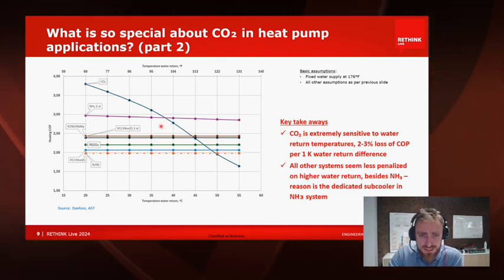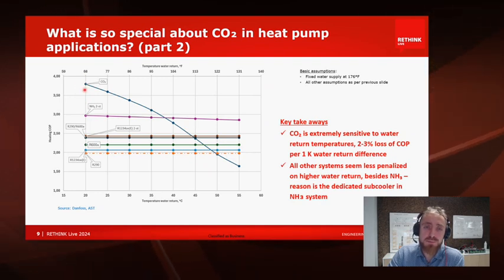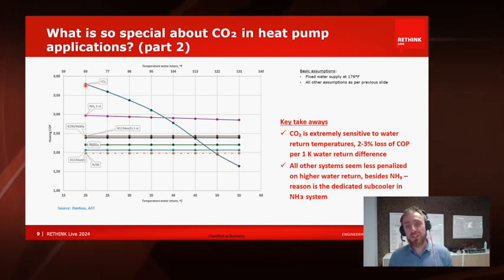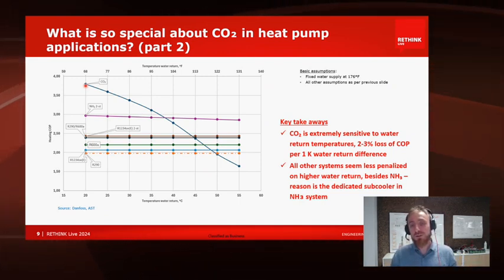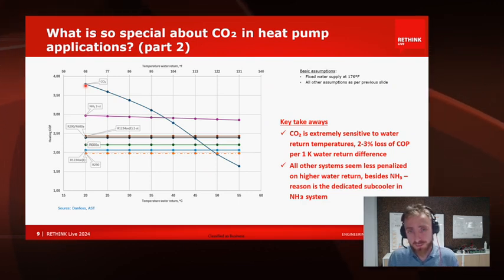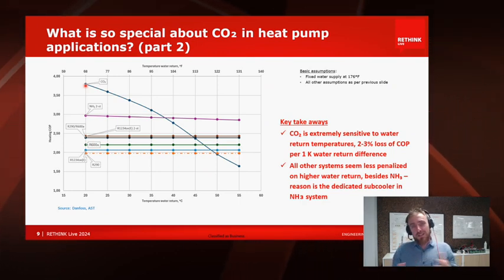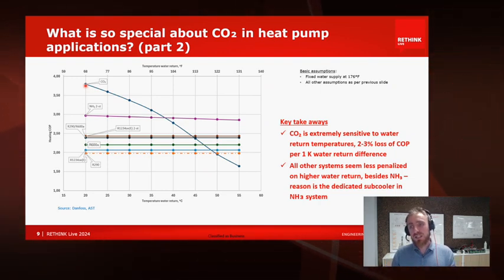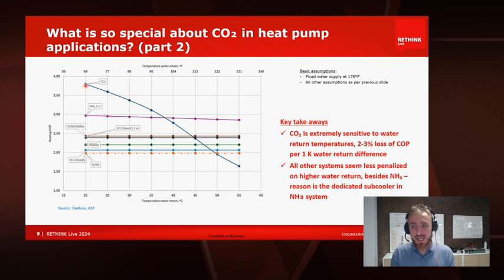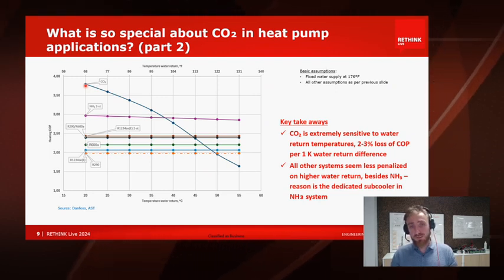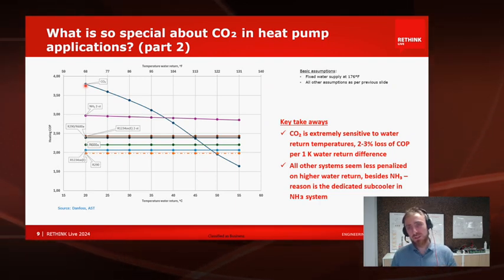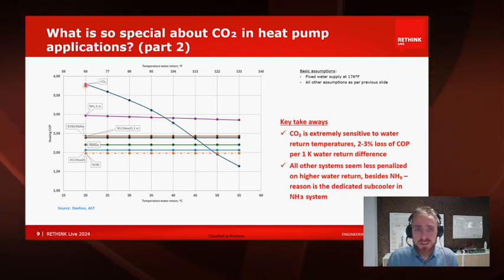Then we see that for the lowest water return temperatures, CO2 is actually the most efficient refrigerant. Nevertheless, its efficiency decreases very rapidly with the increase of the water return temperature. In this case, for our assumed conditions, 2-3% loss of performance per 1K increase of the water return temperature. All other systems remain almost completely stable.